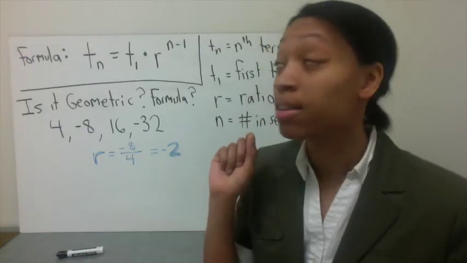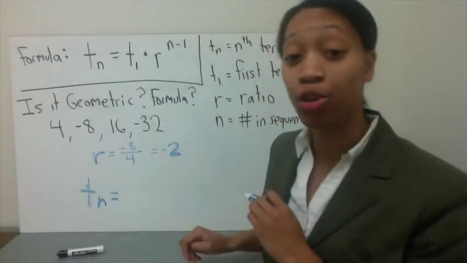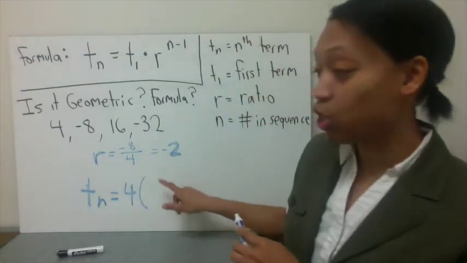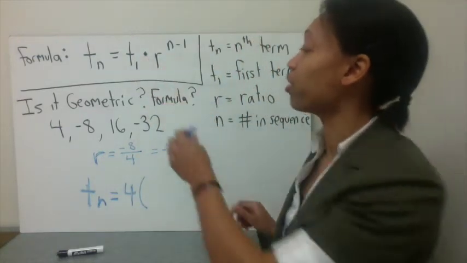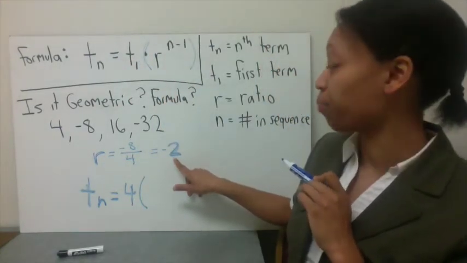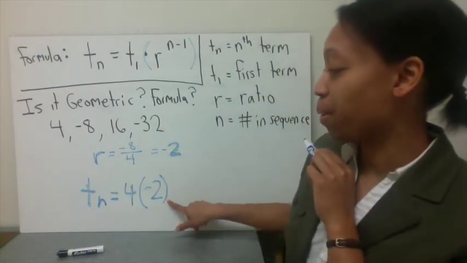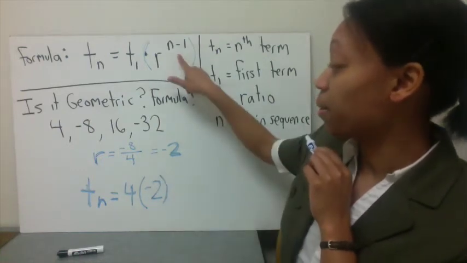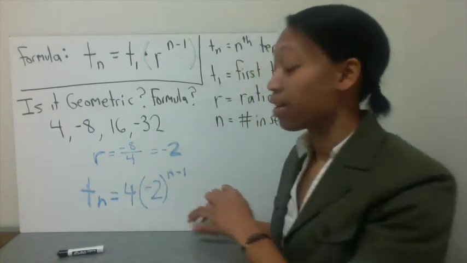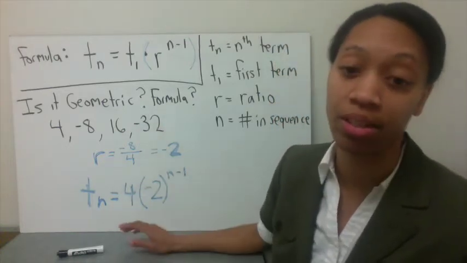So I can write the formula for this sequence like this. The first term in the sequence is 4. That's my T1. And then let's use parentheses to separate the multiplication here. I'm going to have negative 2, which is my ratio, and the negative 2 is raised to the power of n minus 1. So here is a general formula for this particular sequence.